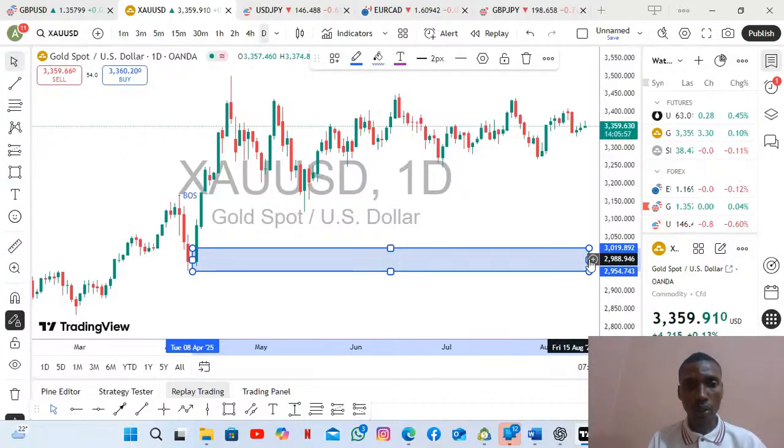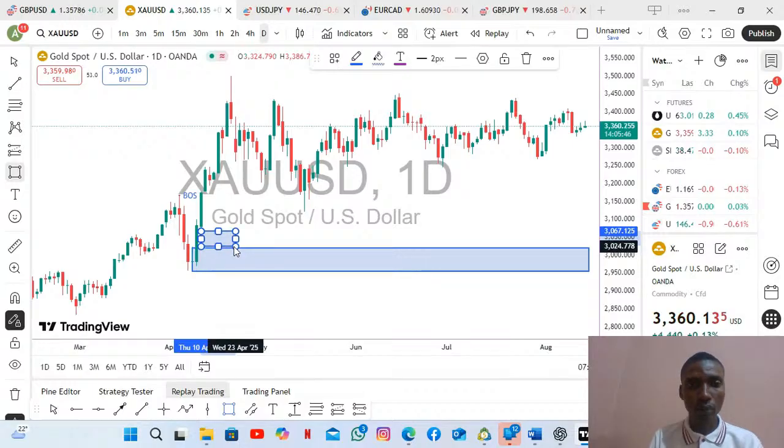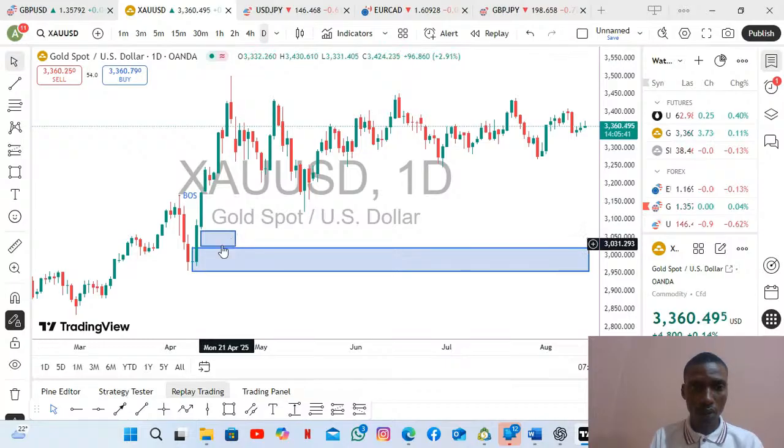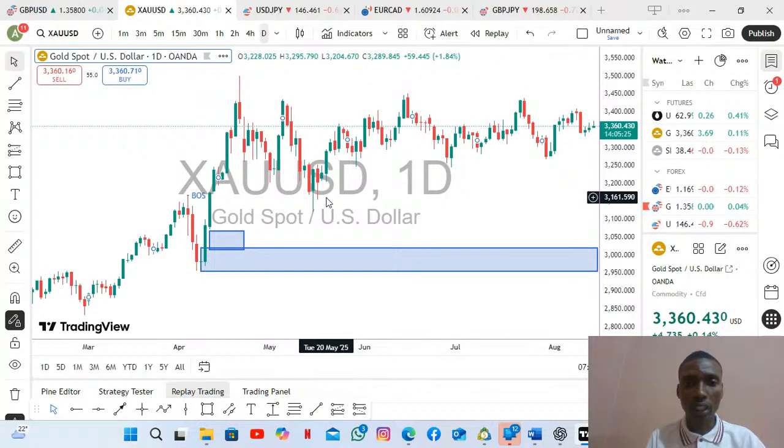This is our order block on the day time frame, and we can spot this fair value gap that is sitting quietly here on the day time frame. This is a fair value gap that must be respected. And I've told us that from experience, gold always respects the fair value gap.